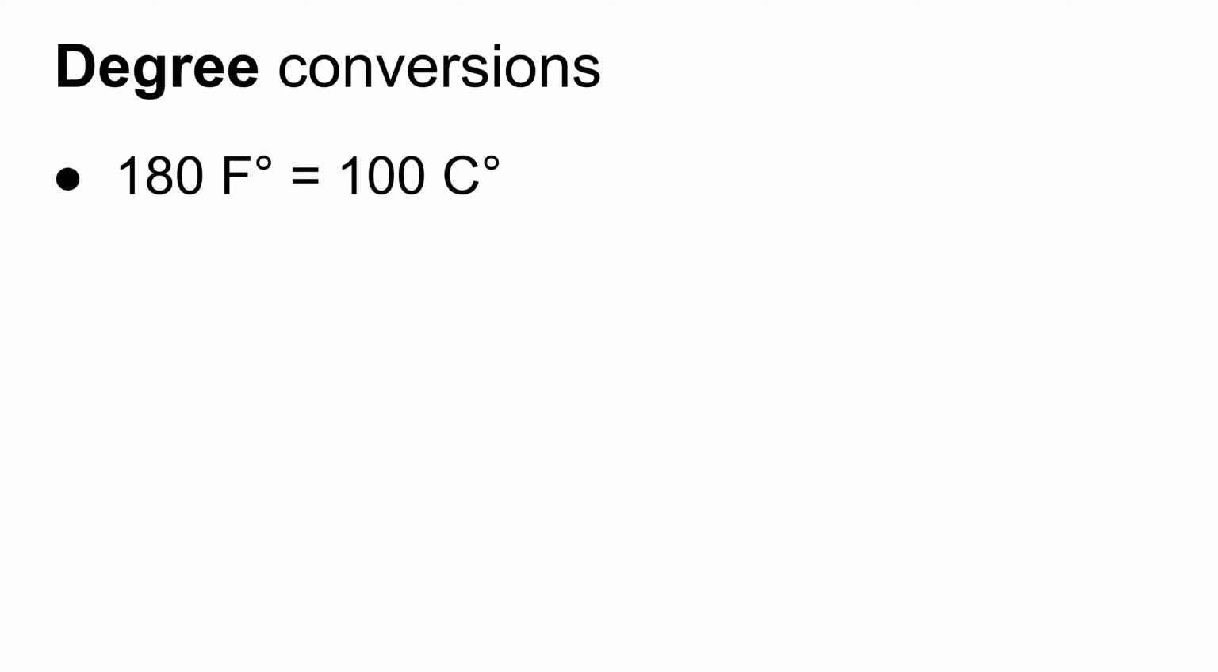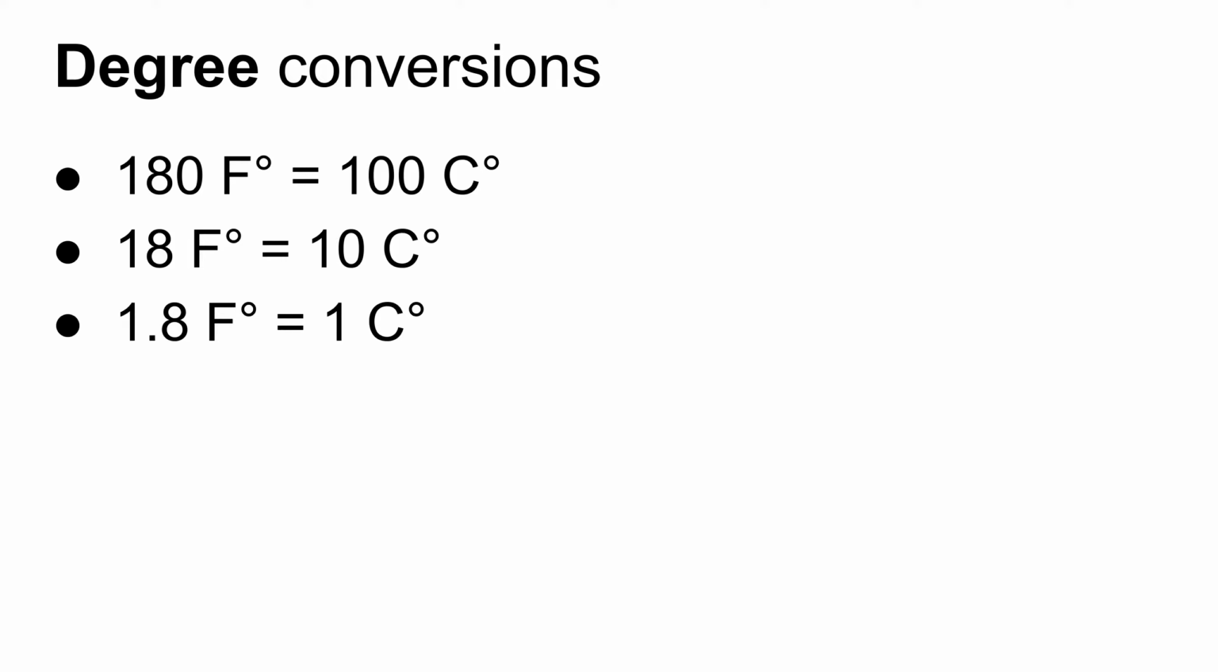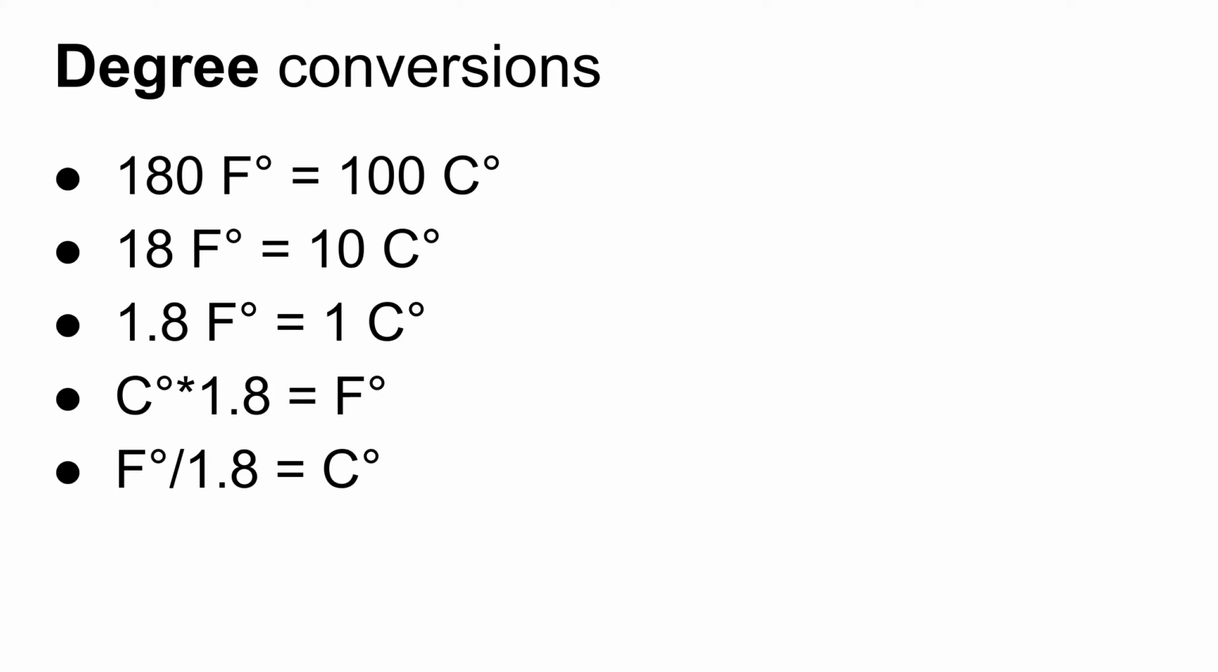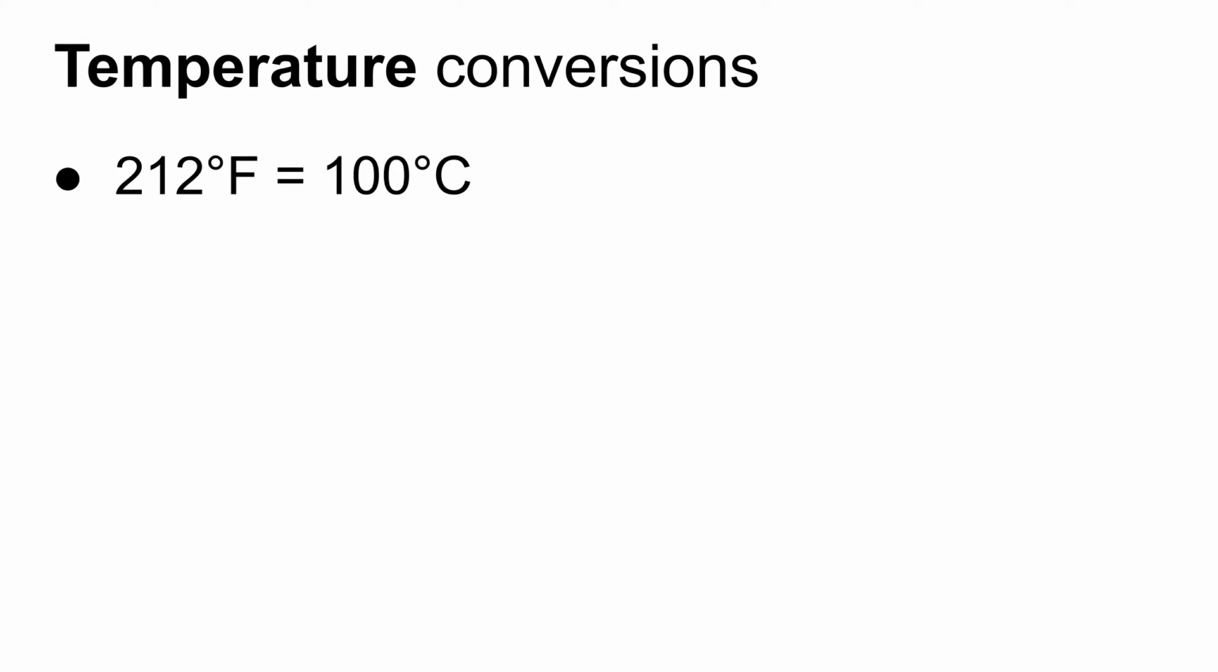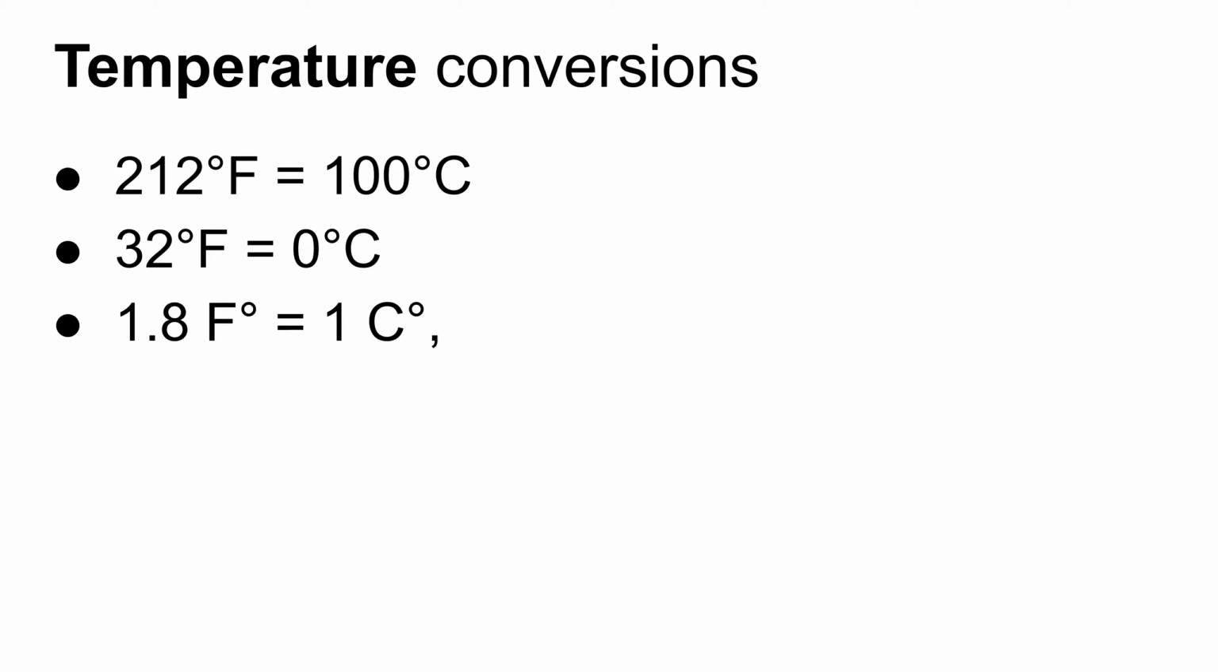Degree conversions: 100 Fahrenheit degrees equals 100 Celsius degrees, 18 Fahrenheit degrees equals 10 Celsius degrees, 1.8 Fahrenheit degrees equal 1 Celsius degree. So to convert from Celsius degrees to Fahrenheit degrees, you just multiply by 1.8. To go from Fahrenheit to Celsius, you just divide by 1.8. That's pretty much it. Temperature conversions, yeah, there's this 32 degree offset. So we already know 1.8 Fahrenheit degrees equal 1 Celsius degree, but then you've got to add in the 32.